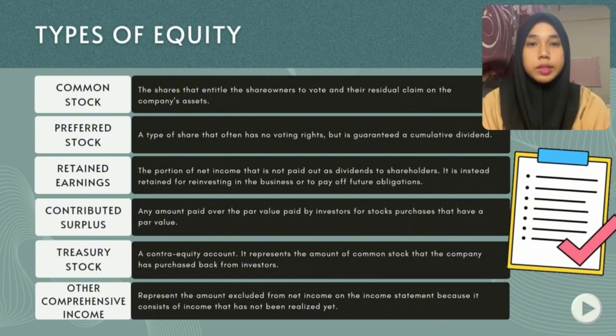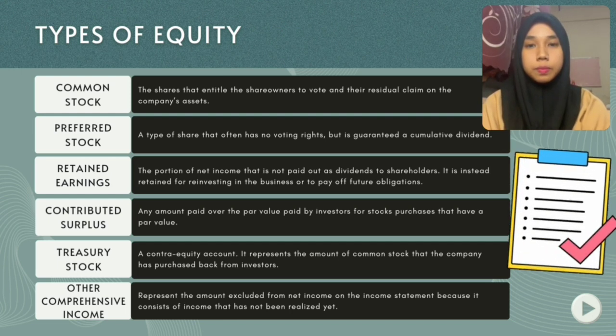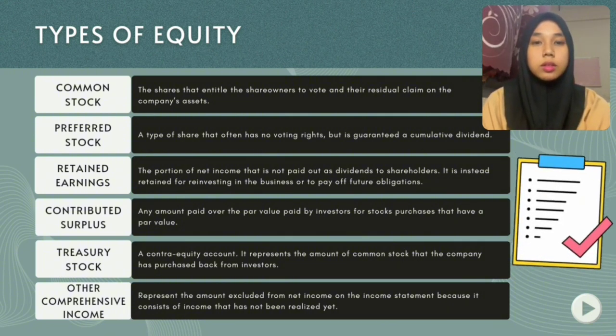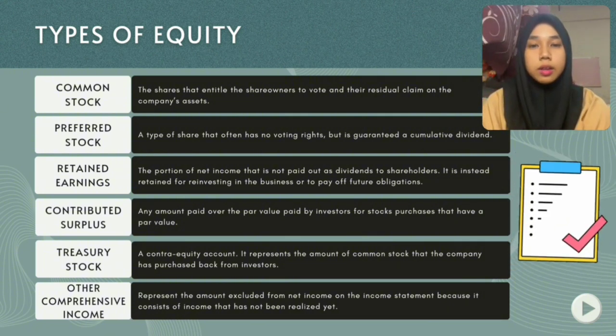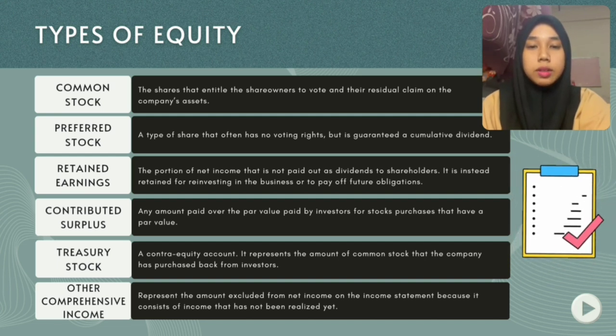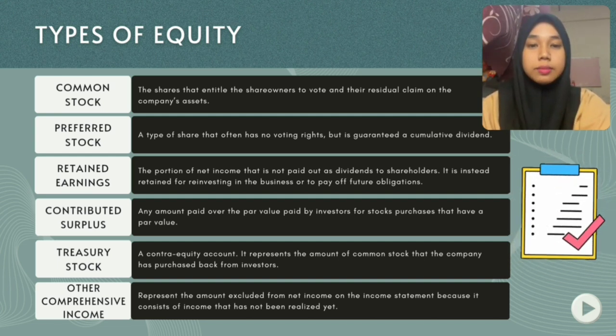Next, contributed surplus, any amount paid over the par value by investors for stock purchases that have a par value. Other than that, treasury stock, a contra equity account. It represents the amount of common stock that the company has purchased back from investors. Last, other comprehensive income, which represents the amount excluded from net income on the income statement because it consists of income that has not been realized yet.